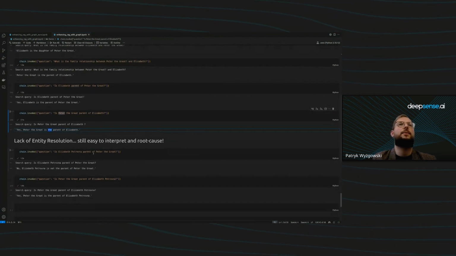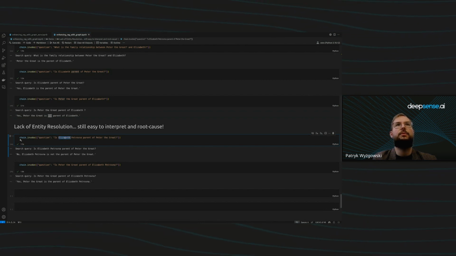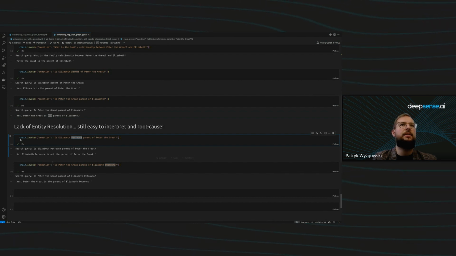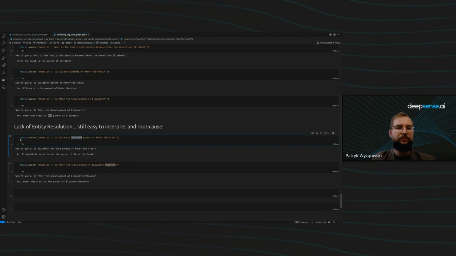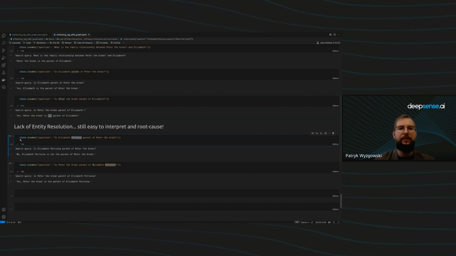Of course, we can provide some more context with chat history to our question, but still, it's not that easy. When we specify a different node we have in our graph, which wasn't just Elizabeth but Elizabeth Petrovna, it's much harder to make similar mistakes as we've seen a moment ago. So this was the approach of what I would call local GraphRAG in our demo.